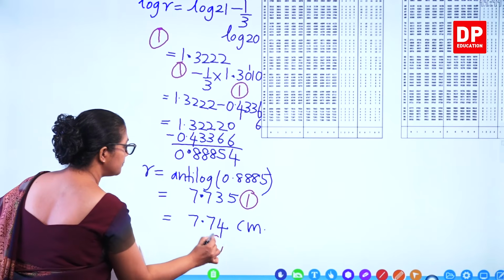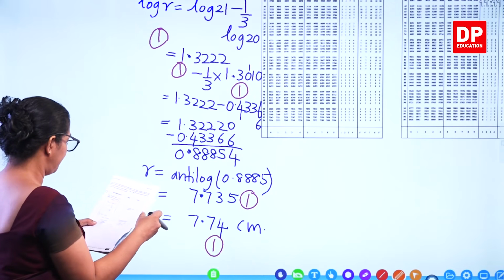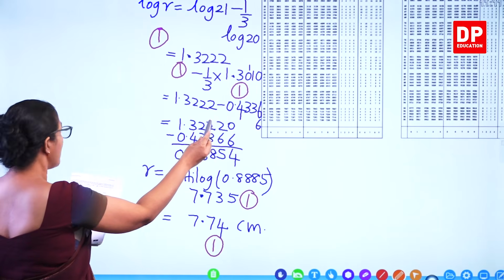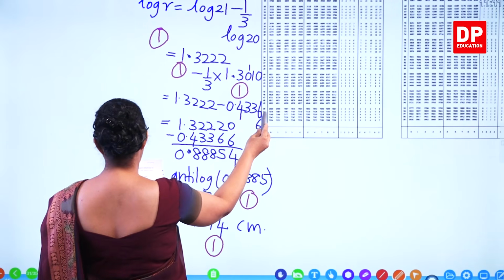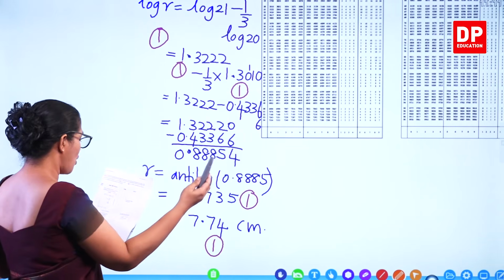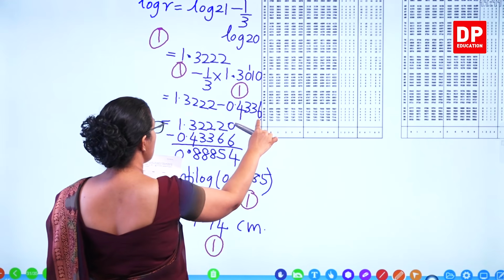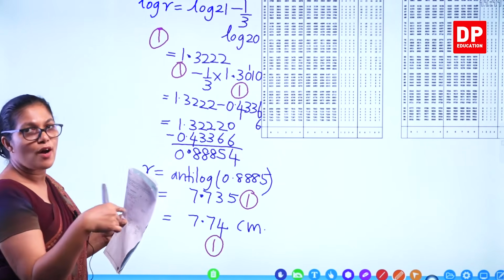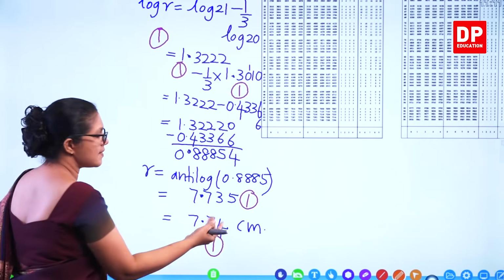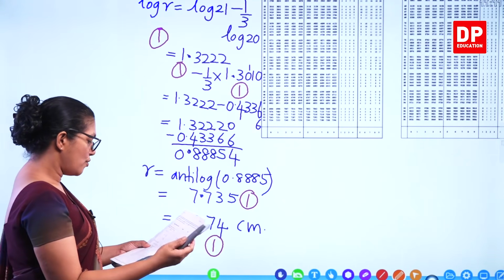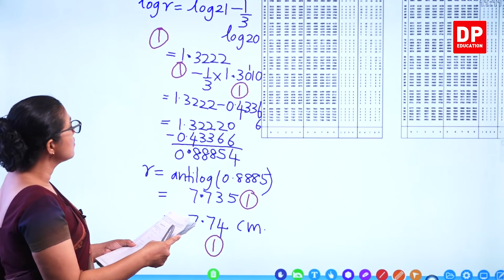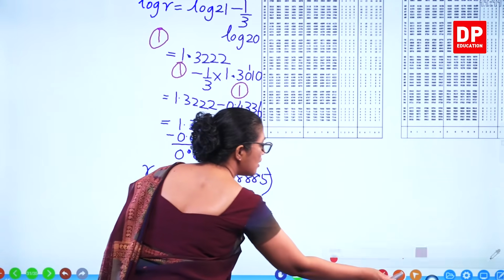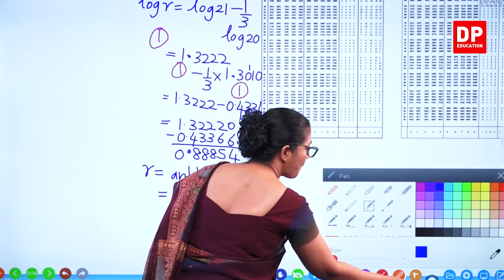7.741 mark. So here you are getting 4336. So here in the marking scheme, not rounded to 7. Here I put 6 and then rounded. So final answer is the same. So you get marks for that. So altogether 10 marks for this question. Now we'll do the last question.